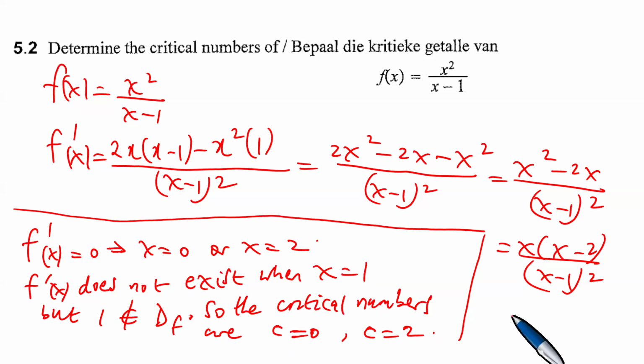Any question on this one? We see that f prime of x does not exist when x is 1, because when x is 1 there's division by 0. But 1 is not an element of the domain of f. So the critical numbers are 0 and 2. Any suggestion, comment, remark, anything to add or remove?